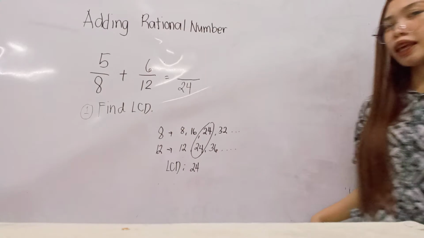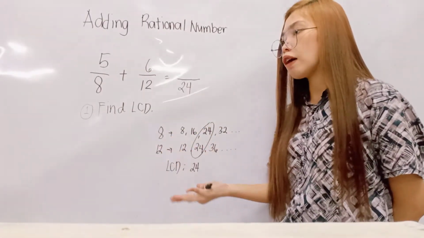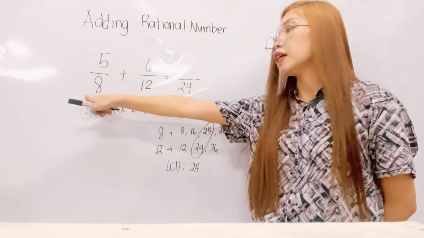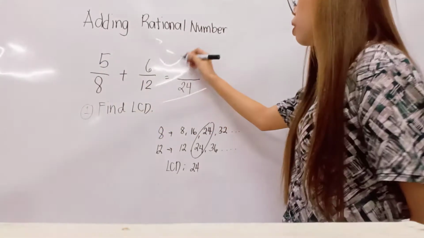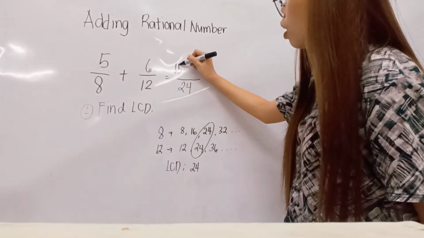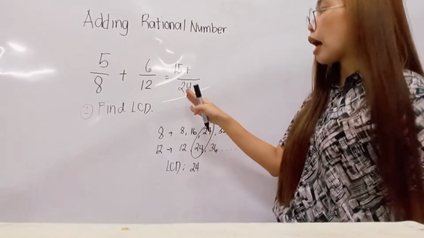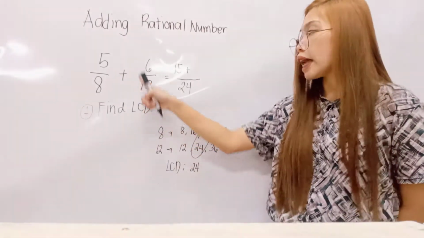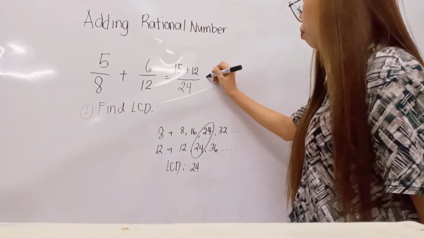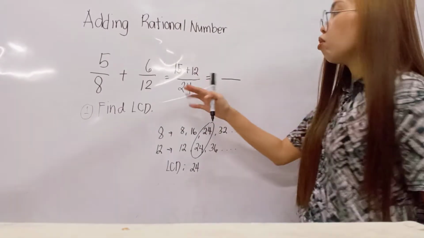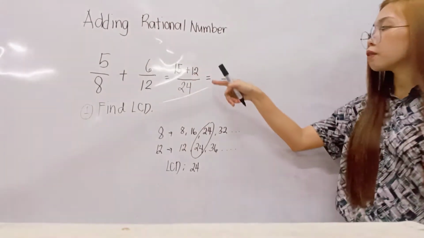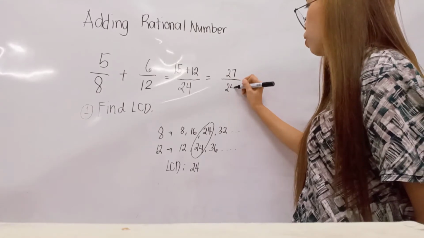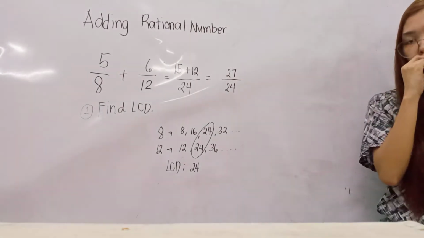So after getting the LCD po, this is what we are going to do. We divide 24 divided by 8. That is 3 times 5, 15. And then copy the operation, which is addition. Repeat the same process: 24 divided by 12, that is 2 times 6, that is 12. Okay? So add the numerators. 15 plus 12, 27. Tama? And then copy the denominator. You have 27 over 24.